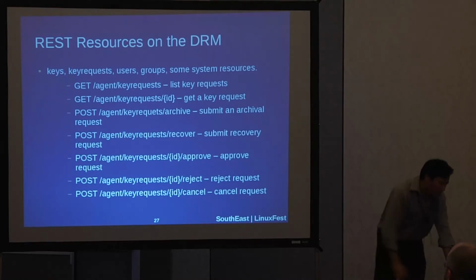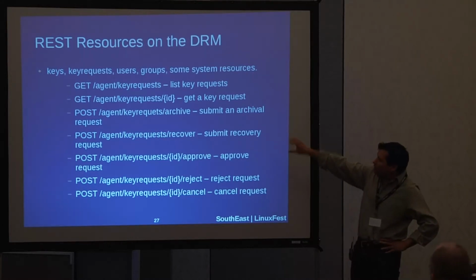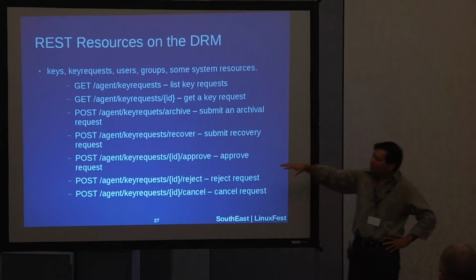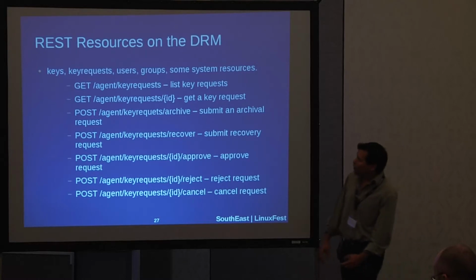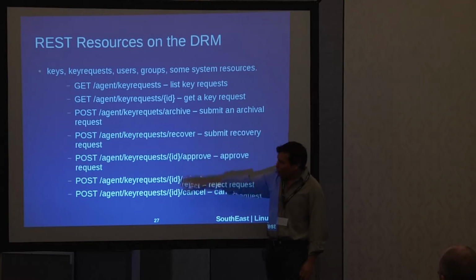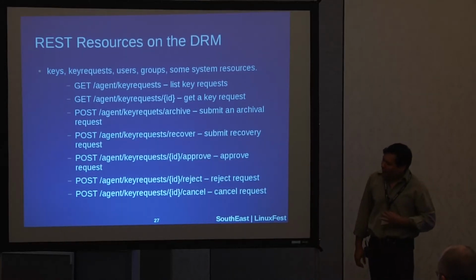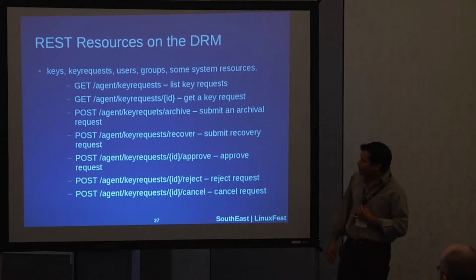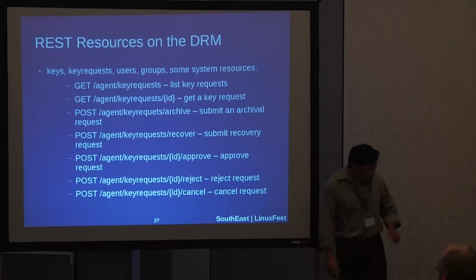Similarly, just to mention, these are the REST resources that are on the DRM. We have things like keys, key requests, users, groups, and some other system resources, but keys and key requests are the most important. For example, if you want to list the key requests, you can do get agent key requests. Notice that all of these have an agent appended to the beginning of the URL because they're all sensitive and require authentication of various sorts. So you can do things like archive keys and approve keys and so on.